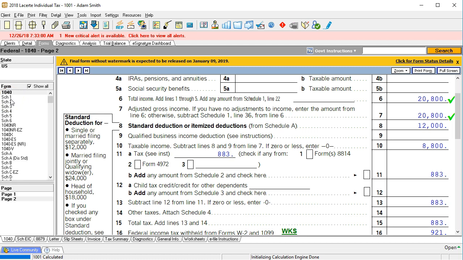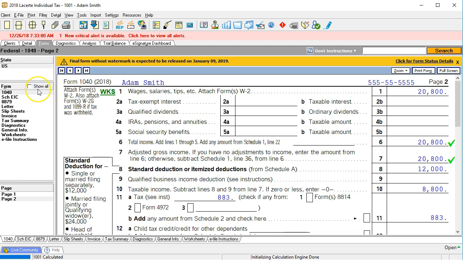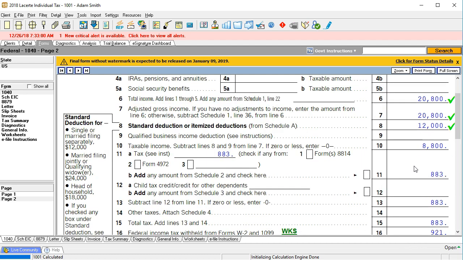It's not being shown because it's not being used. If I click this item to only show the information that is being used, then it goes away. We don't have anything there, and therefore these two numbers are the same. Then we have the standard deduction or itemized deduction. We will be taking the standard deduction.